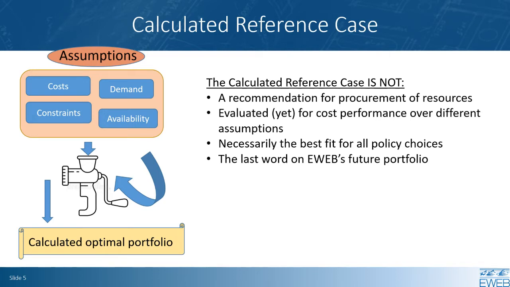So let's talk about what the calculated reference case is not first. It's not a recommendation for doing anything. It's not a recommendation for procuring resources, even though it is a list of resources. It's a portfolio that is going to meet the demand that we put in as an assumption on a cost optimal basis. It's not been evaluated for anything other than those assumptions.